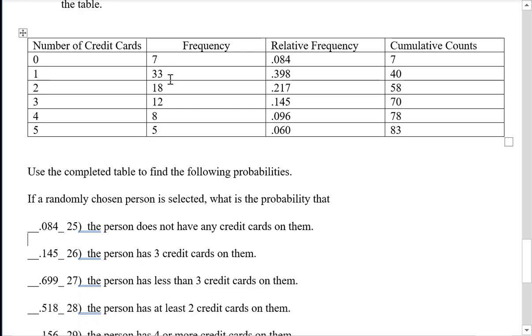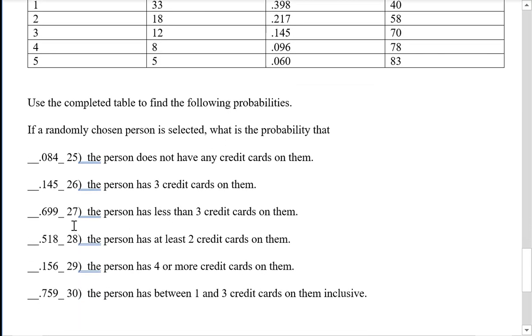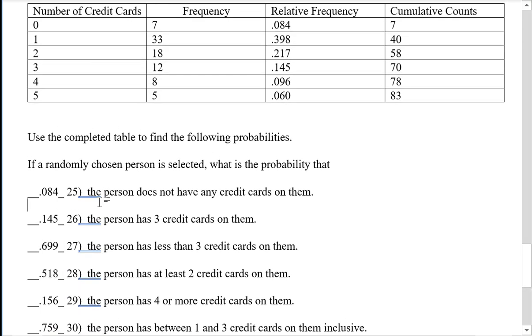If you add up these frequencies, these 3 right here, and divide by 83, then you would get that number right there, 0.699. You could just add these 3 up to get that. The person has at least 2, means 2 or more. So that's this one, this one, this one, and this one. Add them all up, and you'll get this number right here. Person has 4 or more credit cards on them. Here's 4 and 5. 4 or more means 4 and 5. So add these 2 together, and you get that.